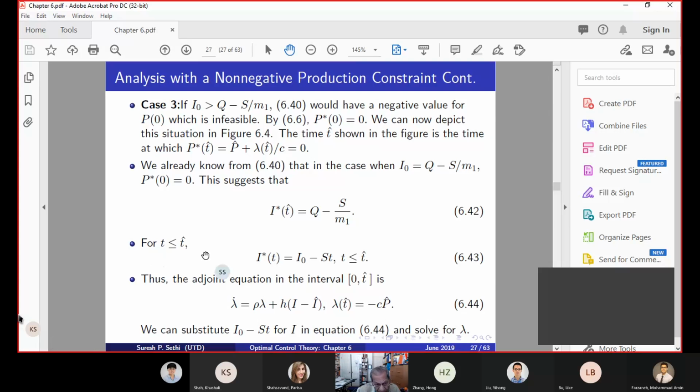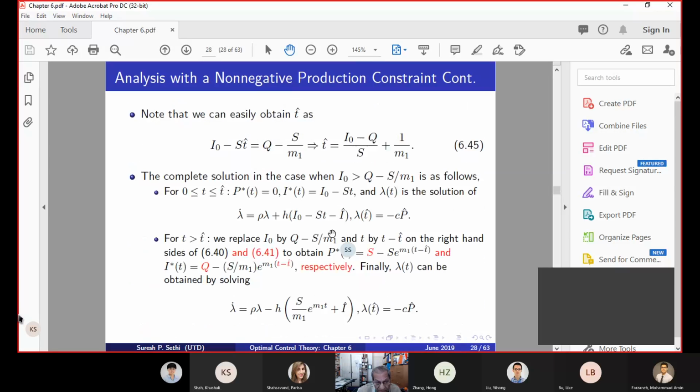And we also know that for t less than t hat, I star t is I0 minus s times t, because the slope is s, p star is 0, so it's going to be like this. And the adjoint equation in the interval is given by lambda dot equals rho lambda minus this, and lambda t hat is exactly minus cp hat. You see here, lambda t hat will be exactly minus cp hat because p star of t hat is 0. So we already have the boundary condition of lambda.